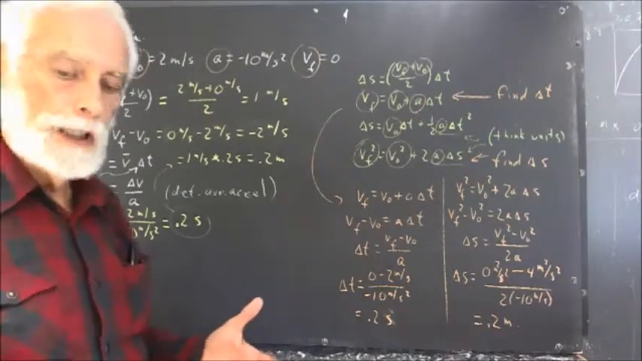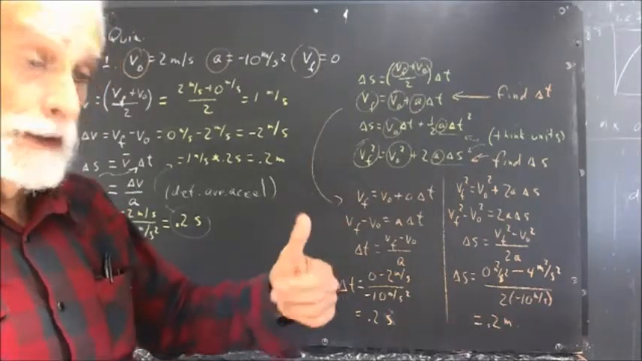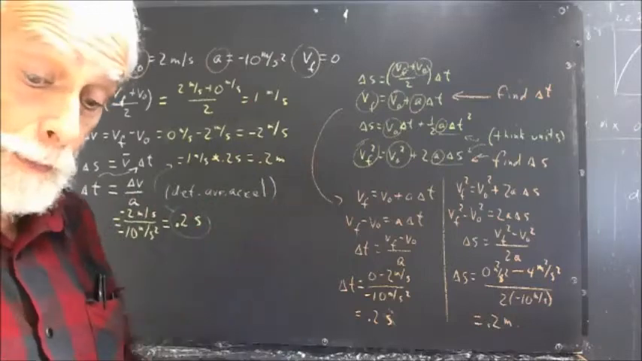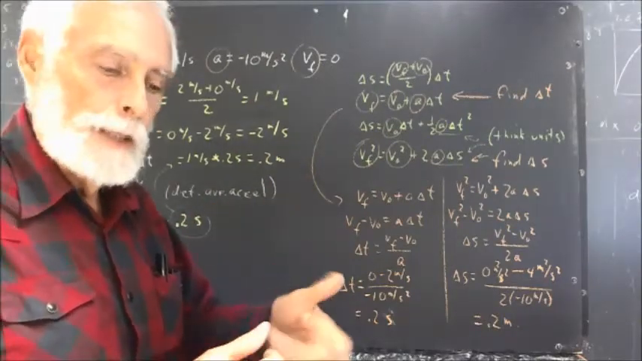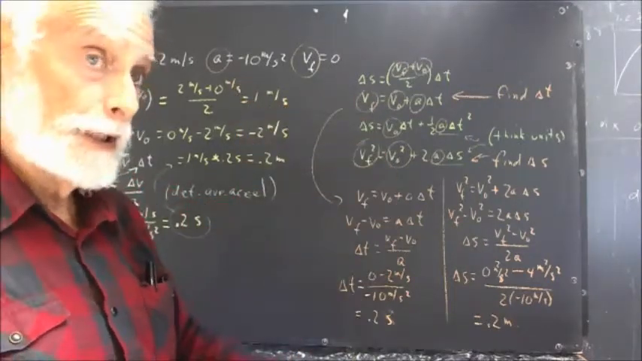First quiz question asks: if you have an object with a 2 meter per second upward velocity, how high is it going to rise before it starts to fall back down? Well, if you think about it, the object is going to rise until it comes to rest for an instant before it starts to come back down.